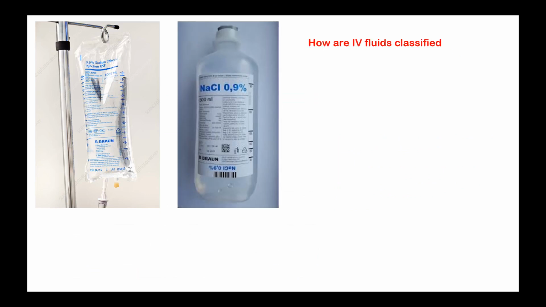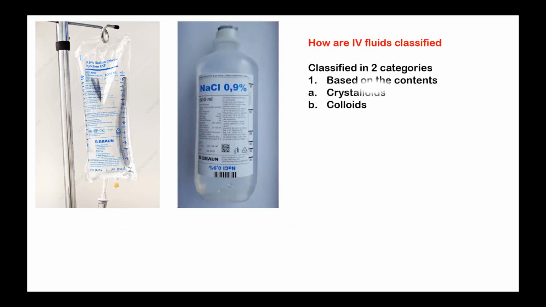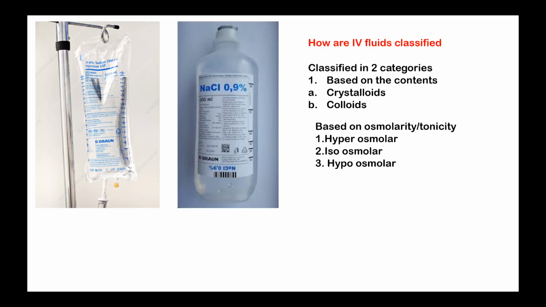How are IV fluids classified? Crystalloids and colloids. Classified into two categories based on the content as colloids and crystalloids. Any other classification? Based on osmolality and tonicity, it can be hyperosmolar, isoosmolar, or hypoosmolar. Any other classification?